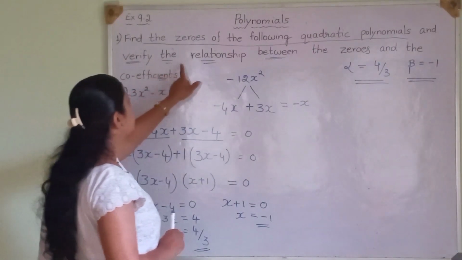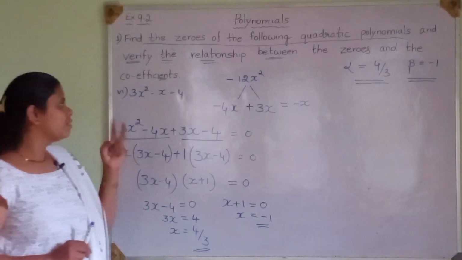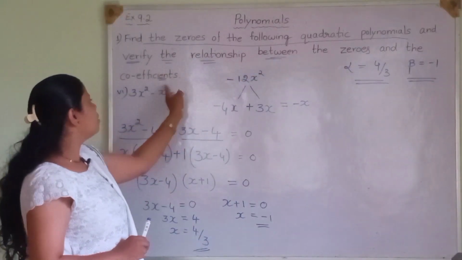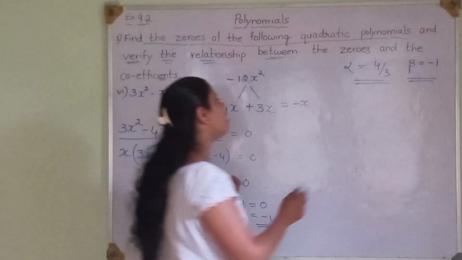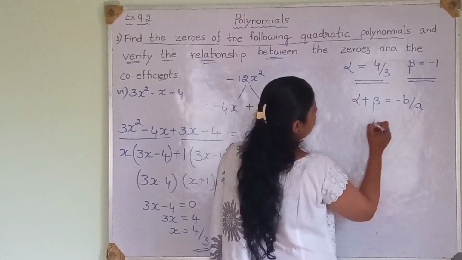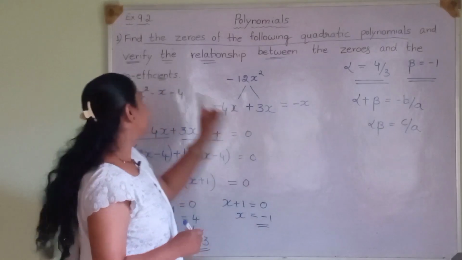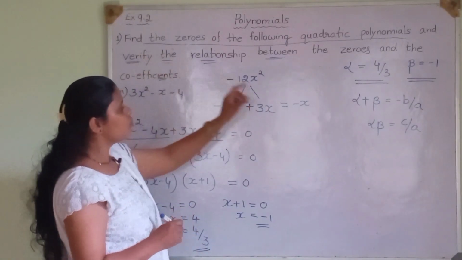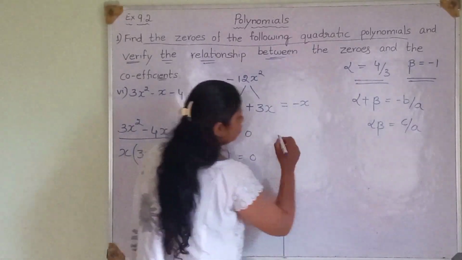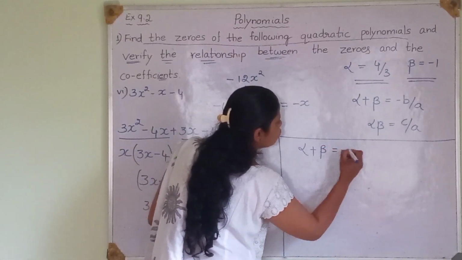What is that? Verify the relationship between the zeros and the coefficients. We know that we have two formulas which give the relationship between the zeros and the coefficients. They are alpha plus beta is equal to minus b by a, and alpha into beta is equal to c by a. But in the question, they told us to verify. So, first let me verify this formula, that is alpha plus beta is equal to minus b by a.